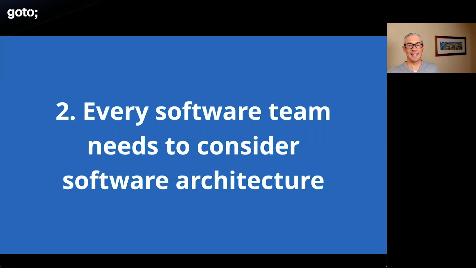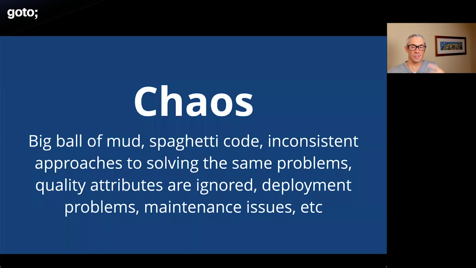Thing number two is that every team needs to think about all that stuff. What happens if teams don't think about architecture? You get a mess. Chaos. Chaos manifests itself in a whole bunch of different ways. Big balls of mud, spaghetti code systems, code bases that are just horrible to work with. Code bases with inconsistent approaches to solving the same problems. So I've seen a number of code bases over the years with multiple logging frameworks in the same monolith, multiple database access frameworks in the same monolithic code base, and so on and so forth.